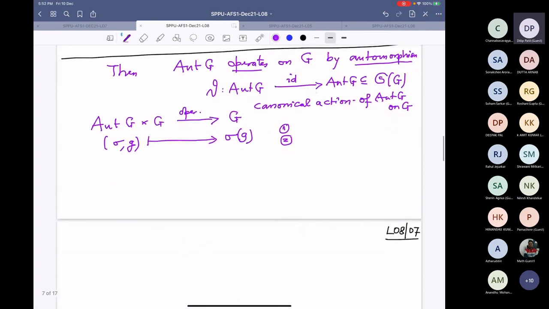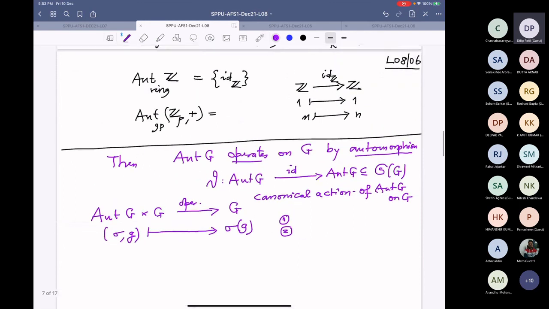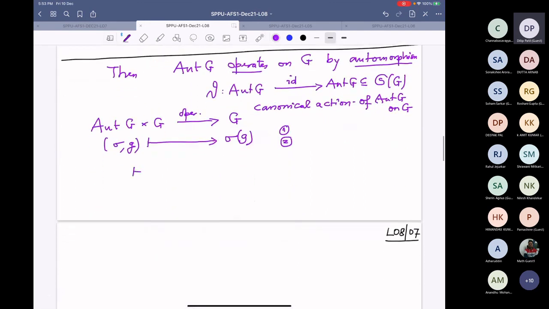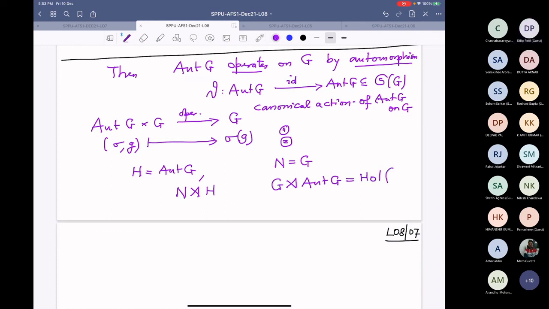Therefore, I can talk about Aut G operating. That is my H, and G is my N. Then I construct a semi-direct product, G semi-direct Aut G. This group is very, very important. I denote it by Hol G. This is called the holomorph of G.